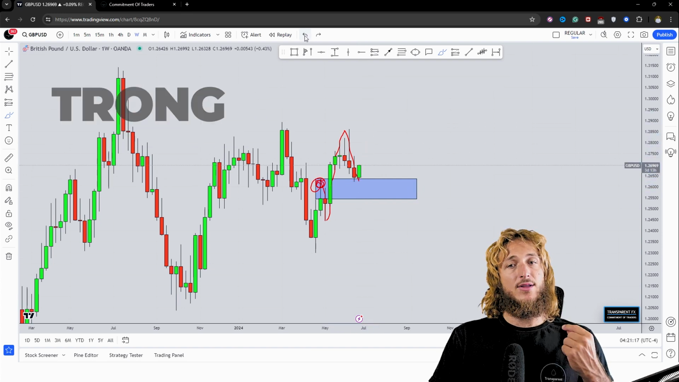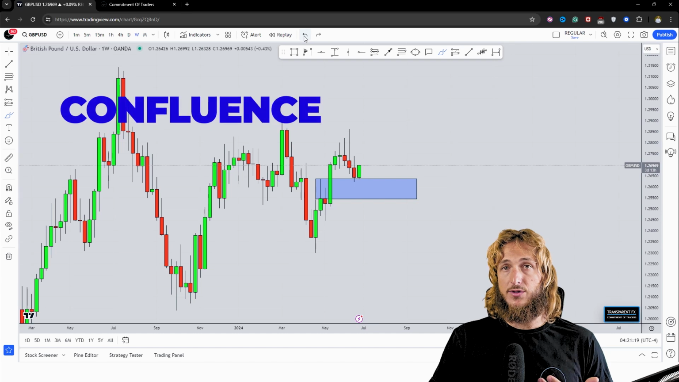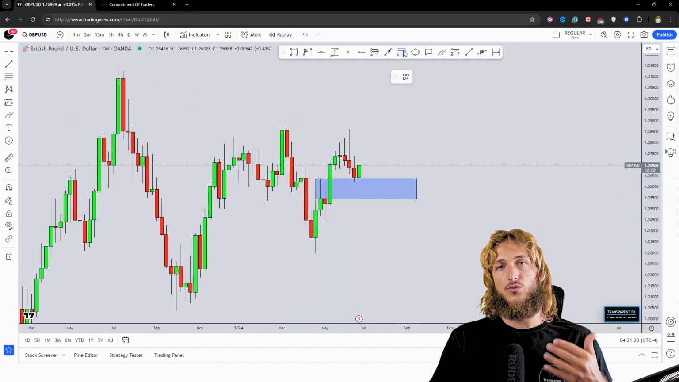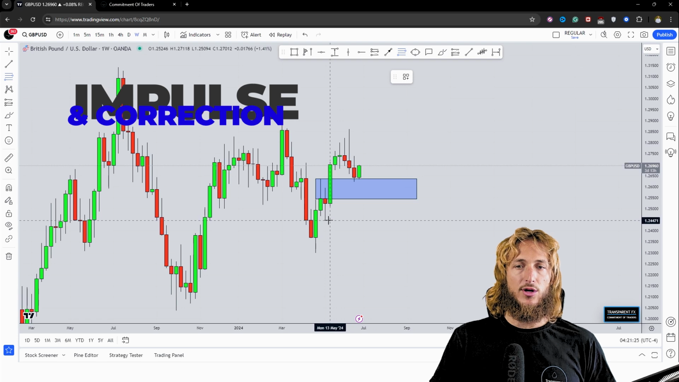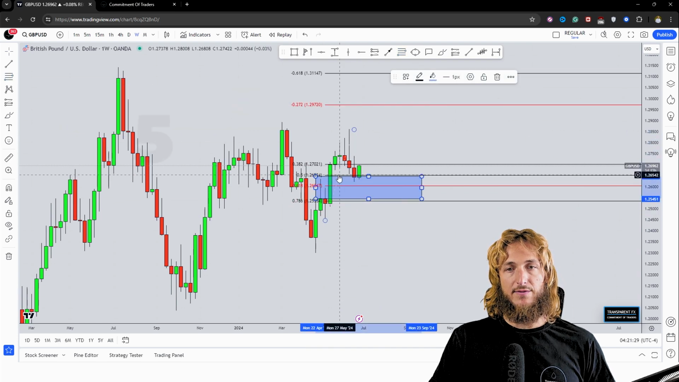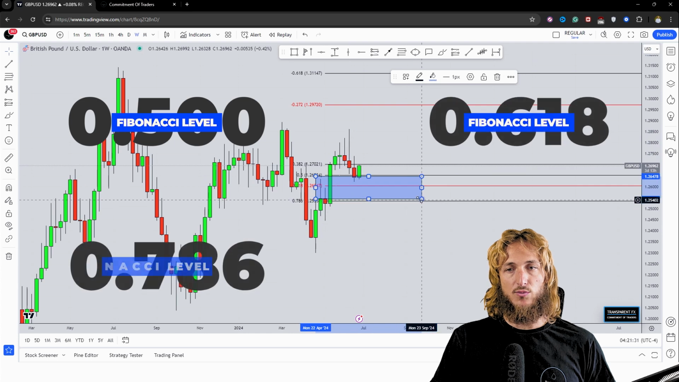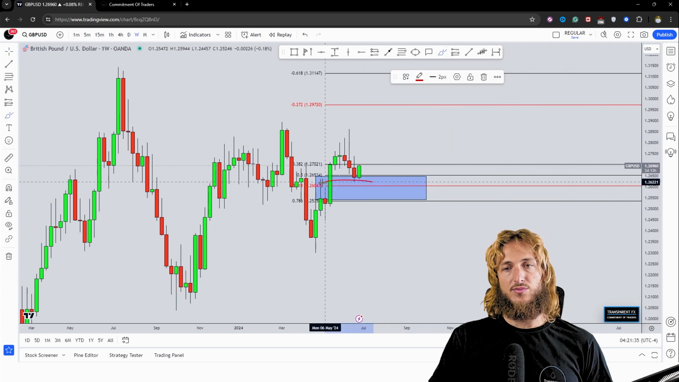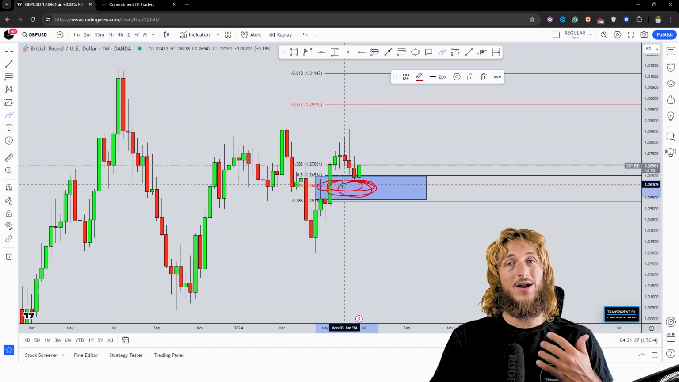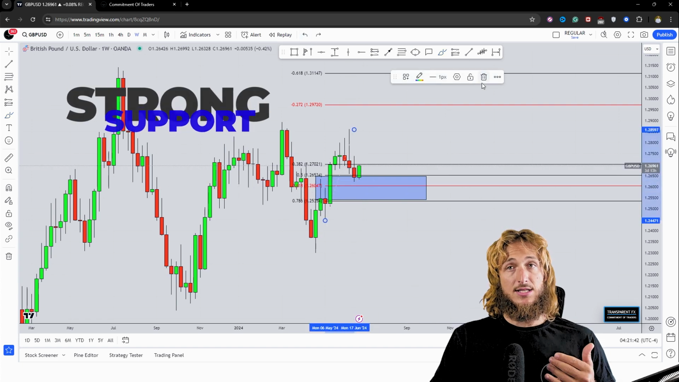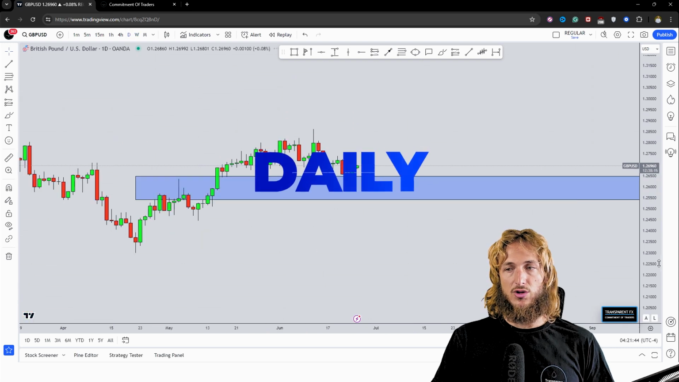And also here we can notice confluence of support because since we have an impulse and correction, also here if we want to measure that correction, we have to take our Fibonacci from the low to the high of the impulse leg, which shows us how we have the 50%, 0.618 and 0.786 Fibonacci retracements lining up with this previous resistance turned support, therefore again creating confluence of support inside of this area, inside of which we could see some institutional longing.